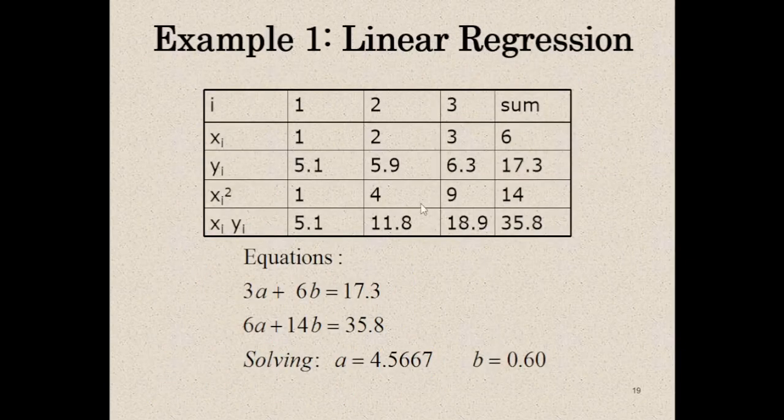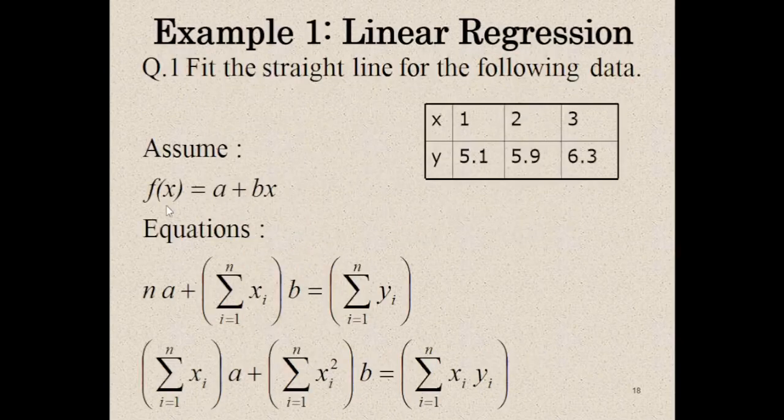Let's prepare the table. This is x, y, x square, xy. That is not y square. You already seen how to prepare that table in the last sessions also. So after getting this summation value, that is summation of x is equal to 6, summation of y is equal to 17.3. Likewise, you put this values of summation in this equation.